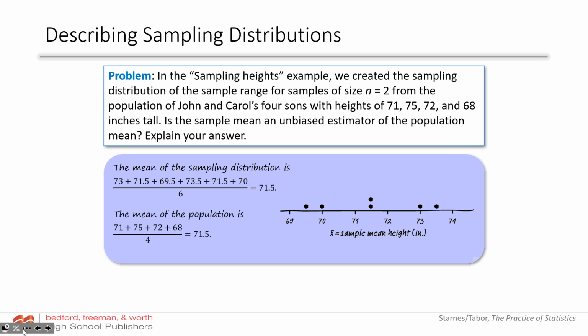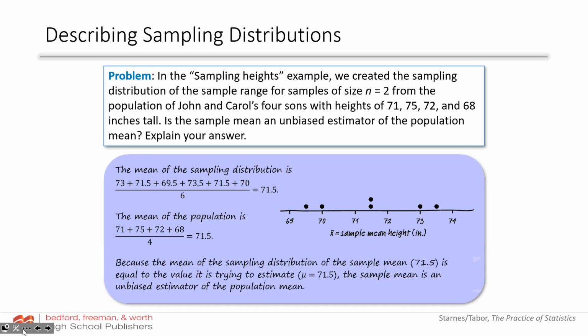The mean of the population, the original population data, I add up all the individual heights, divide by 4, and I get 71.5. So because the mean of the sampling distribution for the sample mean is equal to the mean of the population, or in other words, the value it's trying to estimate, think about what that means, that phrase there. The sample mean is unbiased. It's an unbiased estimator of the population mean.